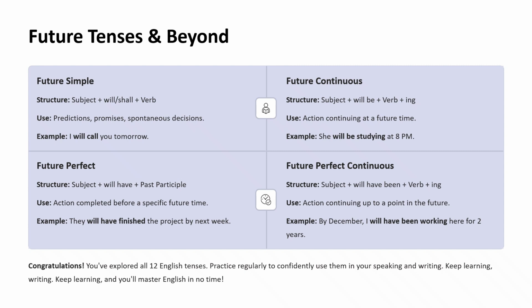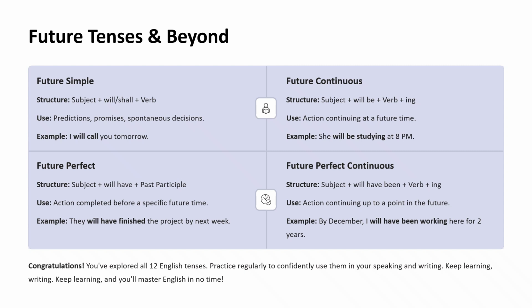Simple future. We use it for decisions made at the moment of speaking or for future facts. Example: I will call you tomorrow. Future continuous. We use it for actions that will be happening at a specific time in the future. Example: This time tomorrow I will be traveling to Dhaka.